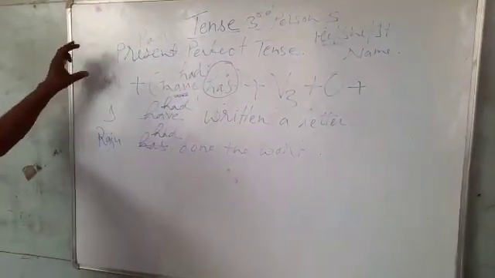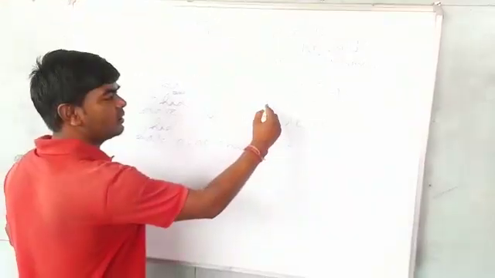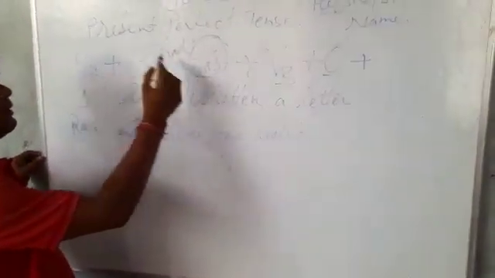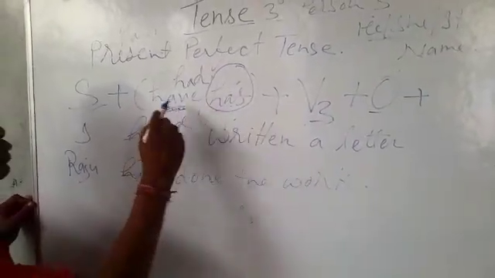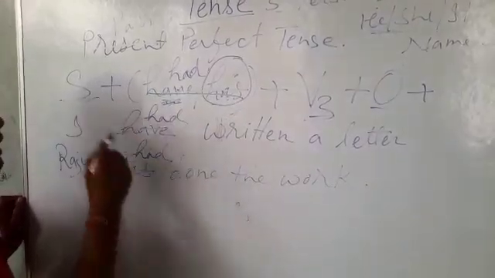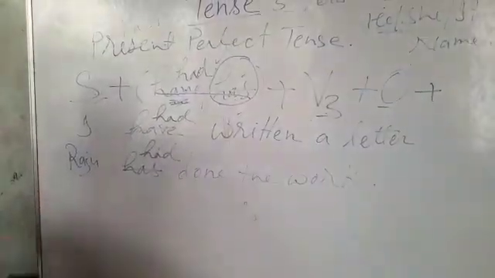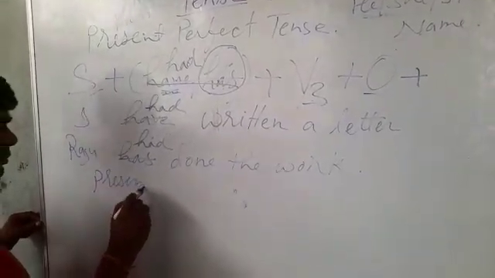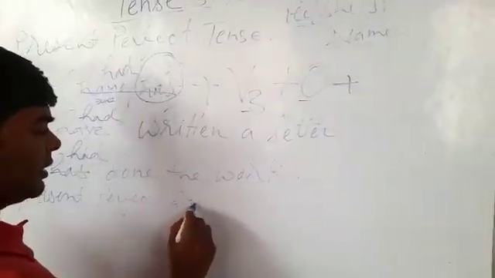I repeat, the structure of present perfect tense is subject, have, has, followed by V3 and then object. And to change it from present perfect tense to past perfect tense, we will replace have, has with had. Subject, had, V3, object. Now we'll move on to present perfect continuous tense.